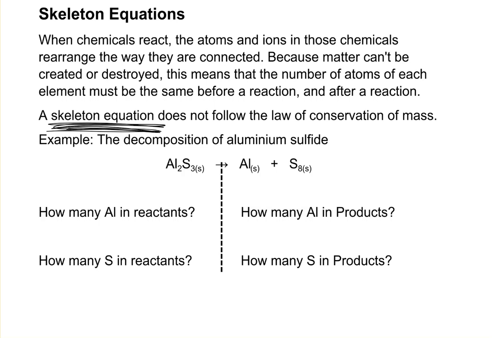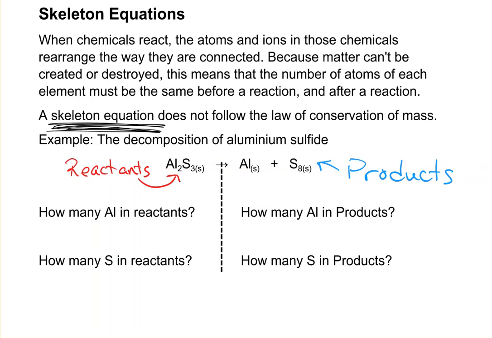What that means is if we take this equation here, we're going to take a look at how many atoms of each element are in the reactants, and then we're going to compare that to how many atoms of each element are in the products. So let's take a look at the reactants. Where are the reactants? Well, the reactants are right here. So these are the reactants, and then these are the products.